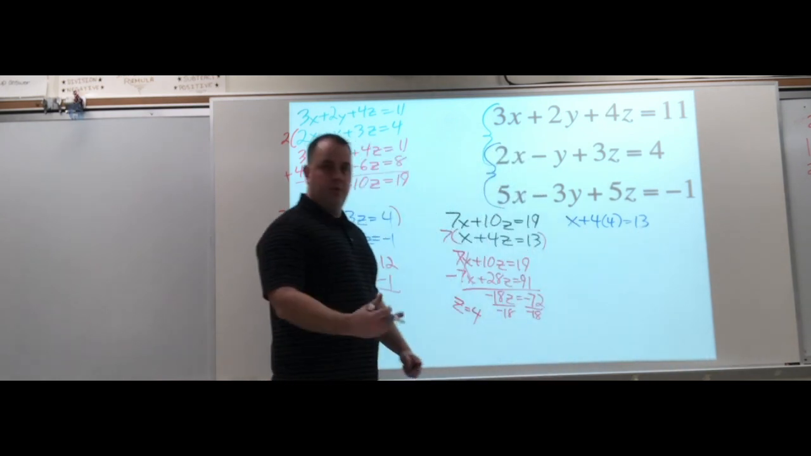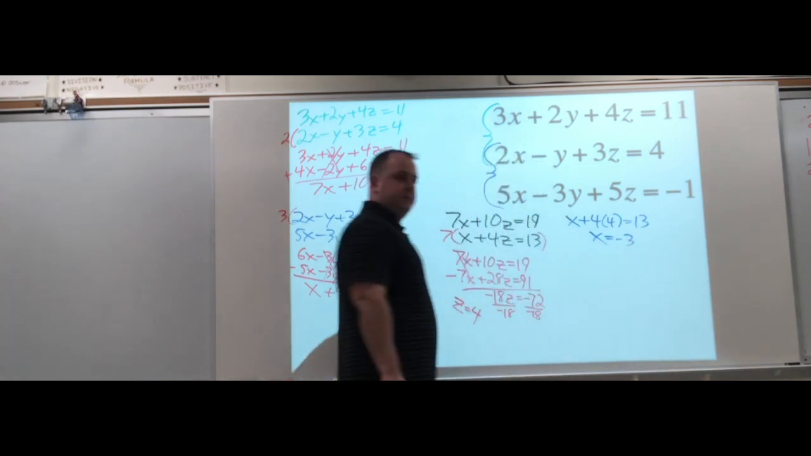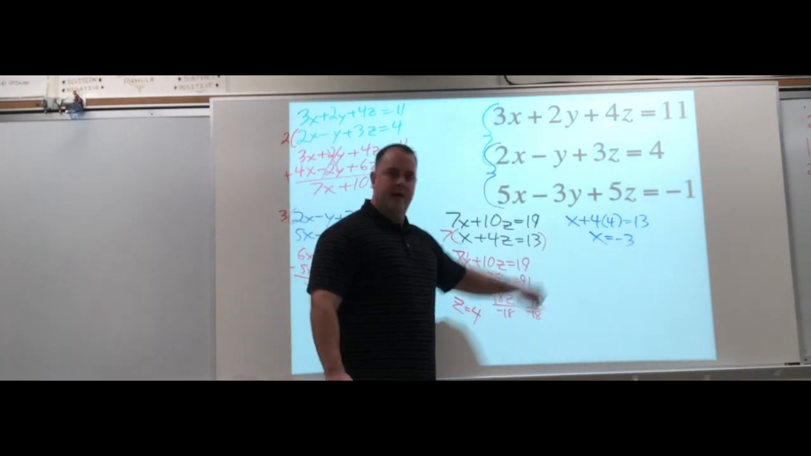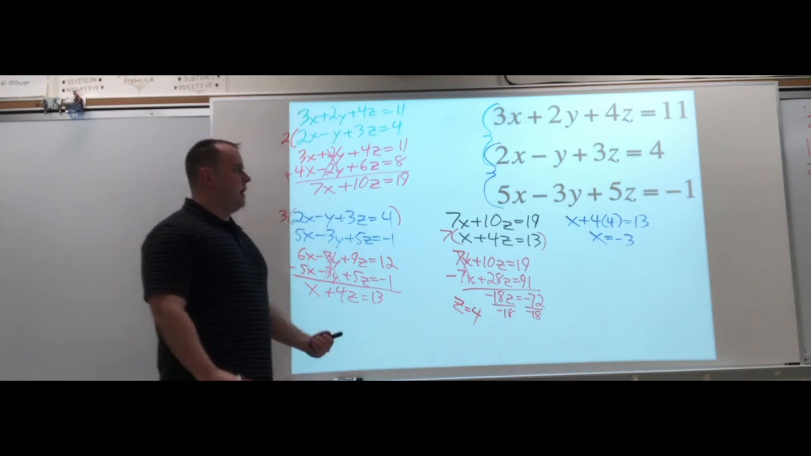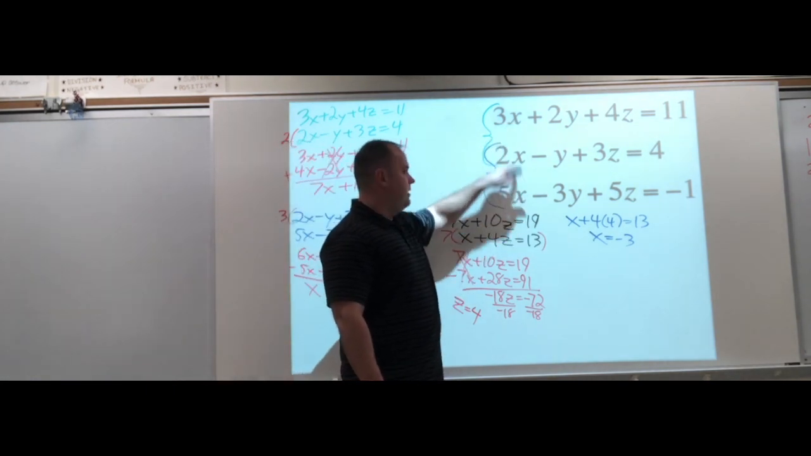Okay, and doing that, 4 times 4 is 16, subtract. We have x equals negative 3, so now we have a z, we have an x, we still need to find y. Now to find y, I'm going to go back to one of my original equations. Okay, that's where y is.